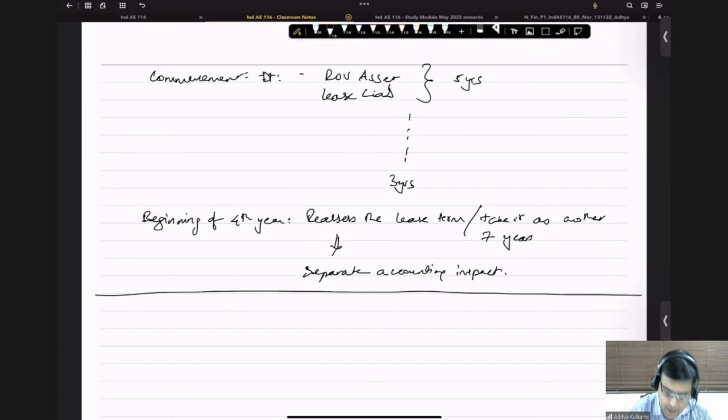Is it okay? Have you understood? So you can ask the question any point of time, but typically the scenarios which I gave you, that is when you are going to recognize the lease asset, lease liability for that period. Is it okay? Yes.